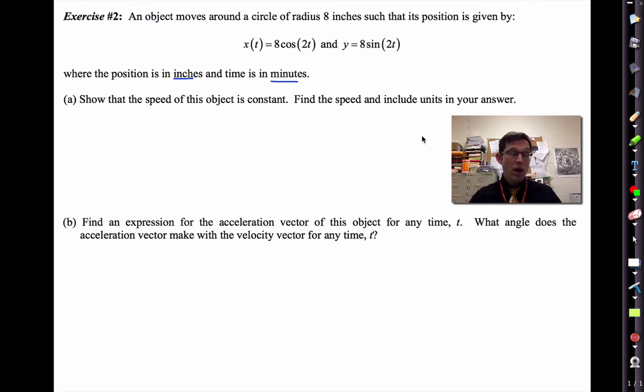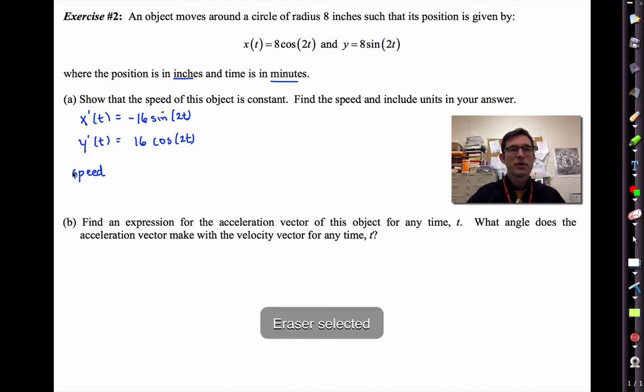All right, let's do it. Well, if they say show the speed's constant, the best thing to do is just try to find the speed, right? The speed is the length or the magnitude of the velocity vector. So I'm going to find the x component of velocity by taking the derivative, right? What will that be? That will be negative 16 times the sine of 2t. The y component of the velocity, y prime of t, that's going to be positive 16 times the cosine of 2t. So we can actually write an equation for the speed, right?